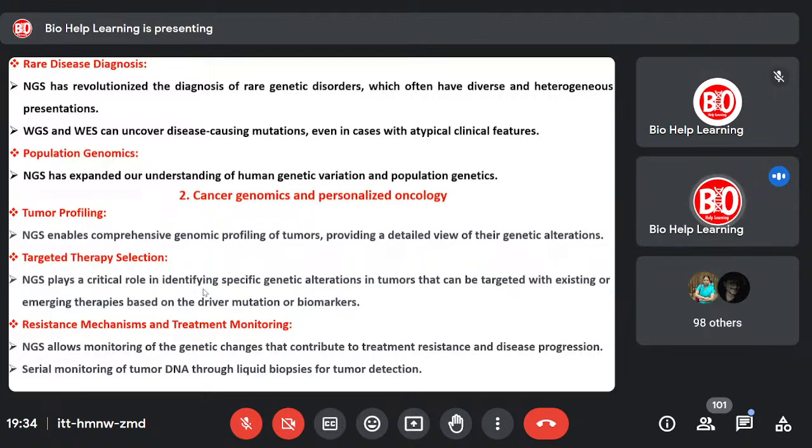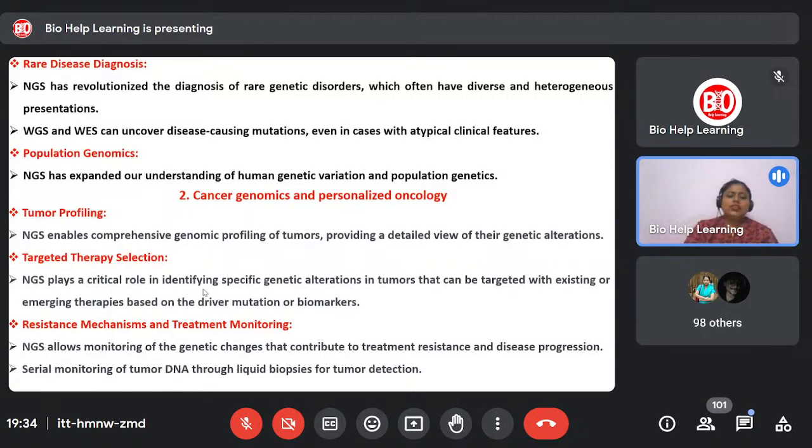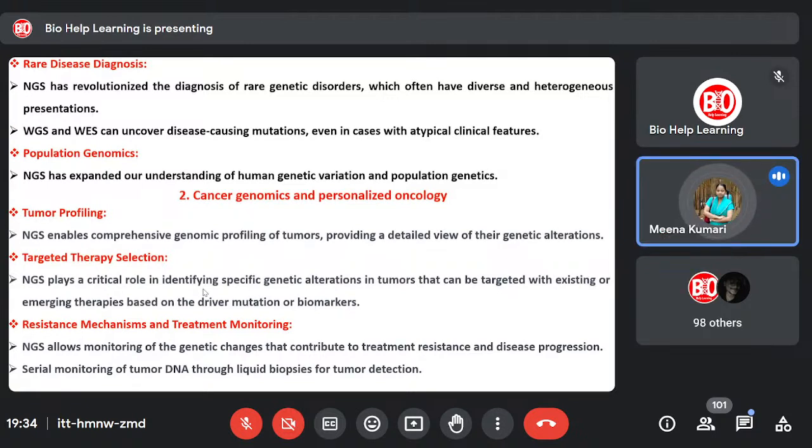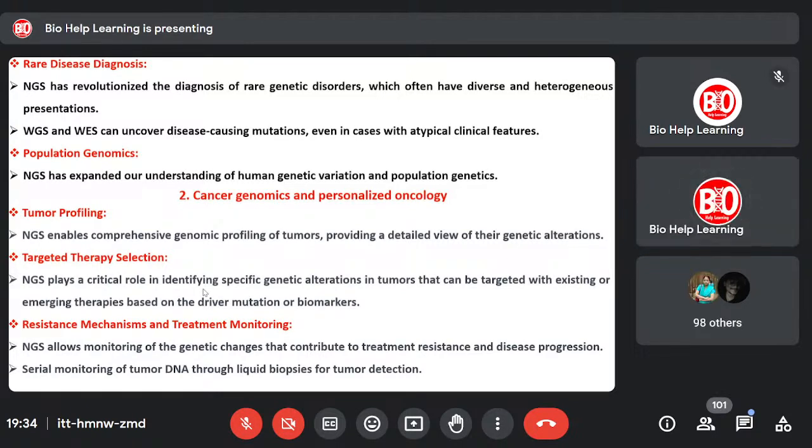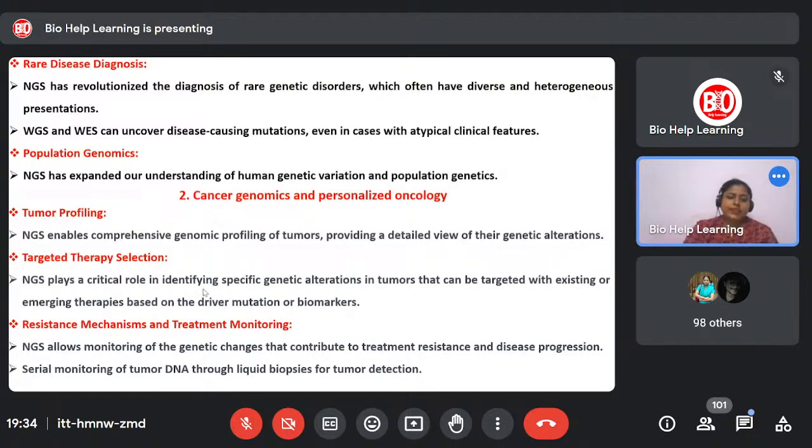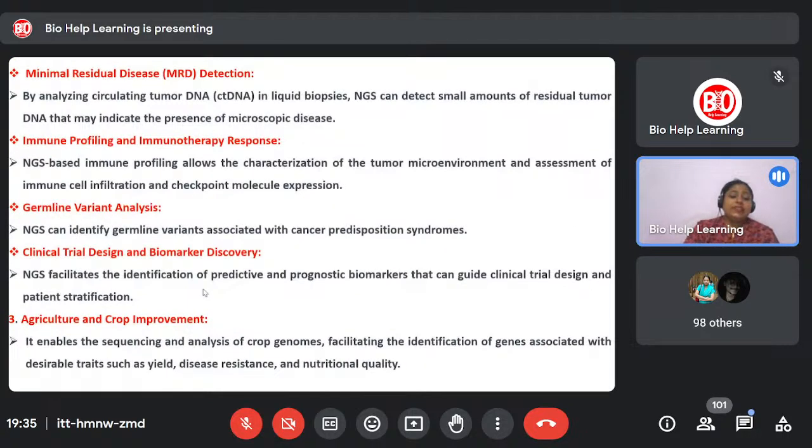Next application is resistance mechanisms and treatment monitoring. NGS allows the monitoring of the genetic changes that contribute to treatment resistance and disease progression, and serial monitoring of tumor DNA through liquid biopsies for tumor detection. So this is another application of NGS. MRD, minimal residual disease, means diseases which are not easy to capture. It is very microscopic and very rare to catch. For this, NGS is also useful.